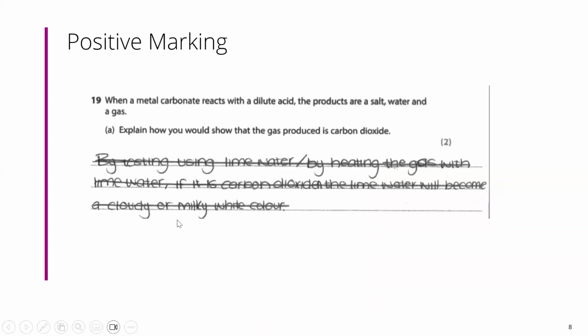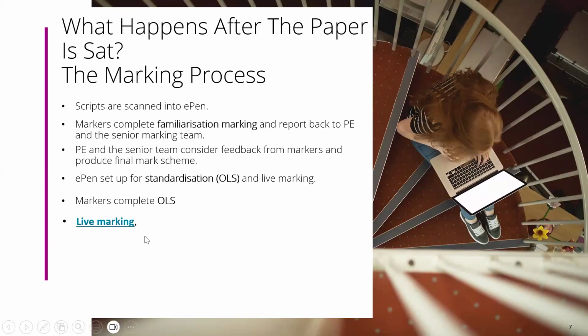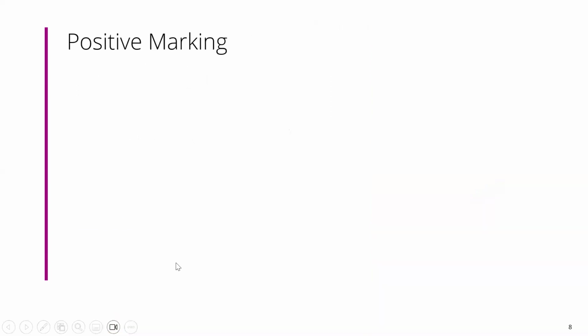So during live marking, what happens is that a marker will work on one response at a time. So in that way, they get a good chance to get the mark scheme firmly in their head, and hopefully we achieve some consistency. We always try to mark positively and give students the best chance to show us what they know.